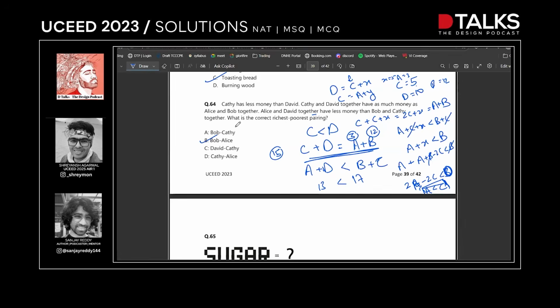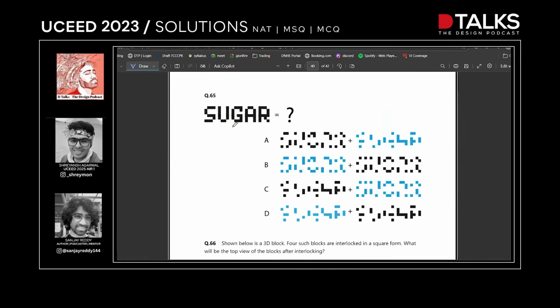The answer is B. Correct. Next, we have to make sugar. So it's basically just matching whether every single dot exists, just a small time-consuming question, nothing much.